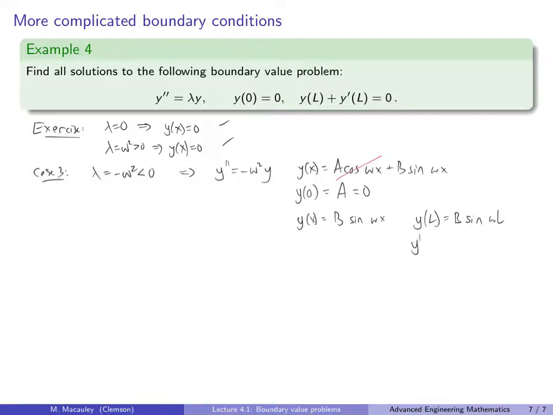And y prime of L, well, let's do y prime of x first. So the derivative of this one is b omega times cosine of omega x. And so y prime of L is b omega cosine of omega L.